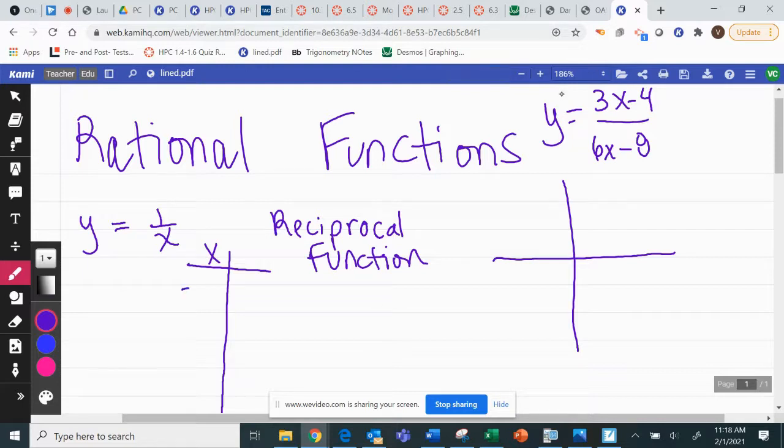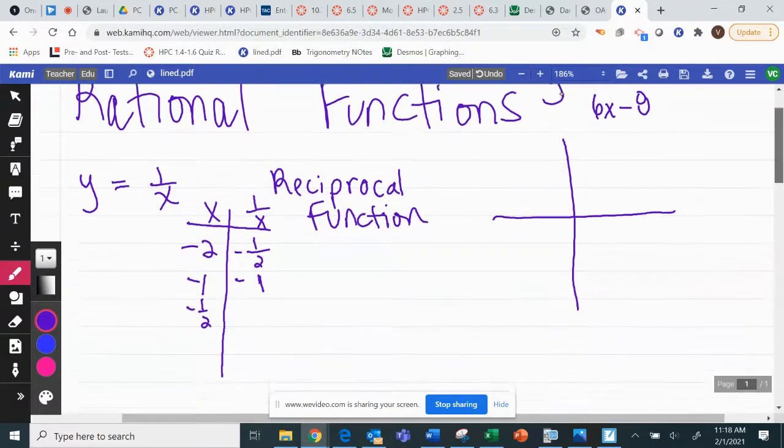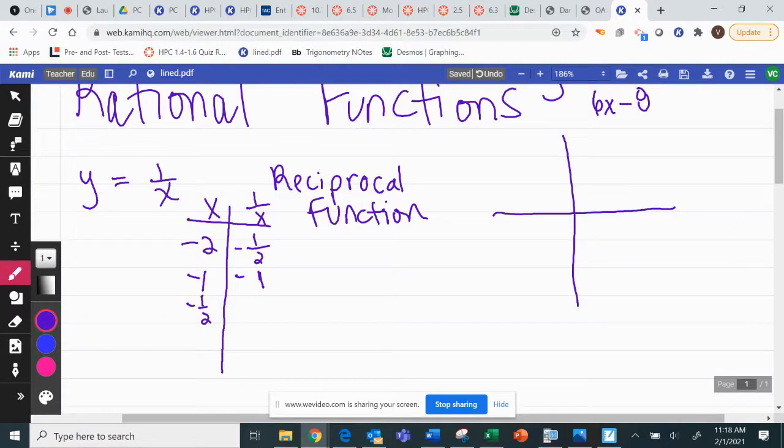So if I put -2 into 1 over x, then I get -1/2. And that's the reciprocal of -2. The definition of a reciprocal would be to do 1 over whatever that number is. So if I put in the number -1, I would get the reciprocal, which is still -1. If I put in -1/2, then we reciprocate that. And what's the reciprocal of -1/2? -2. If I put in 0, what's the reciprocal of 0?